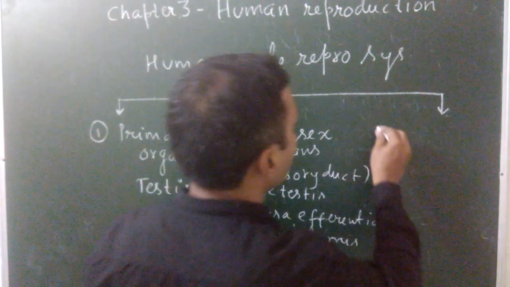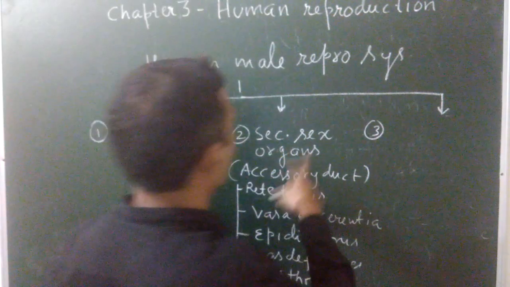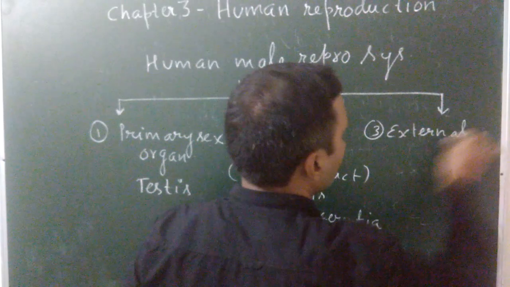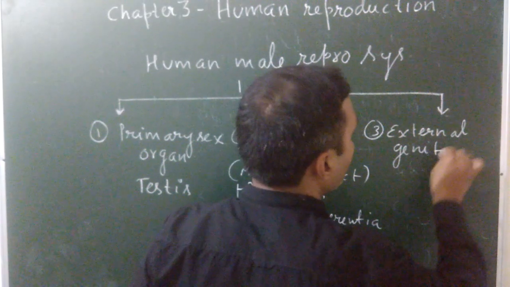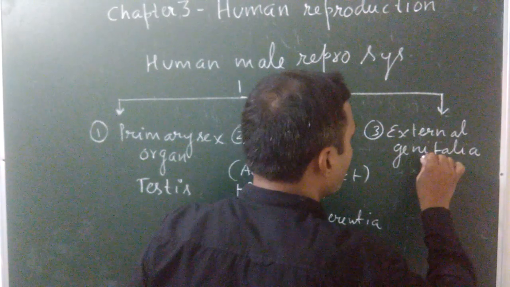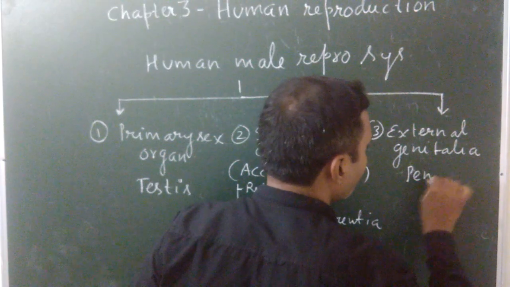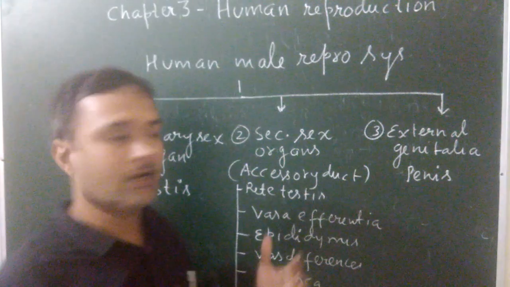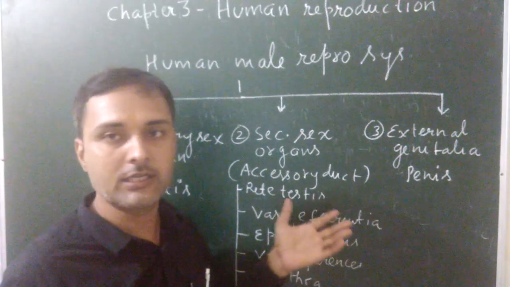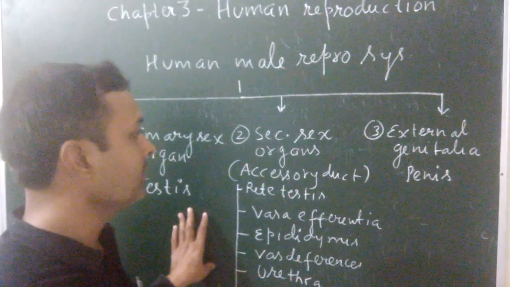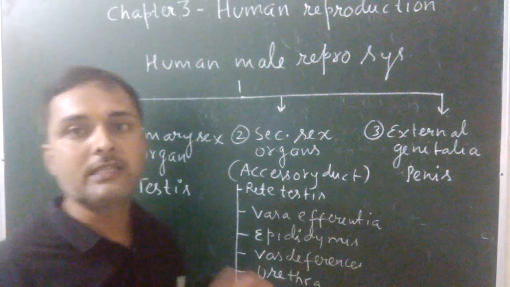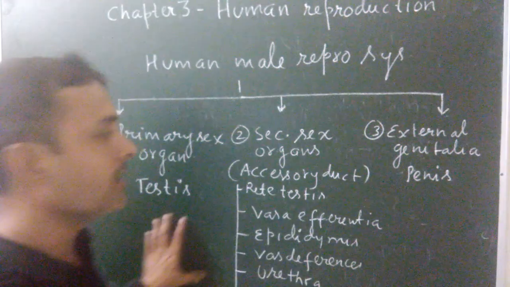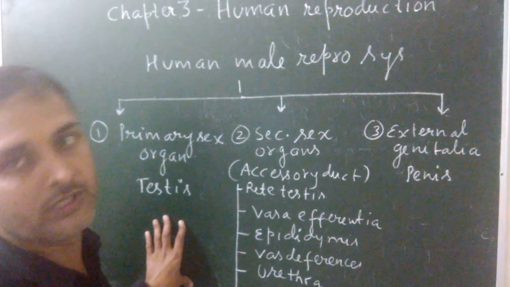And the third one is external genitalia, also known as the penis. Some three accessory glands are also present in human male, and I explained them already in the human male reproductive system diagram. These are the various parts, and the three accessory glands found in human male, you already know from the previous video. That is seminal vesicle, prostate gland, and Cowper's gland.